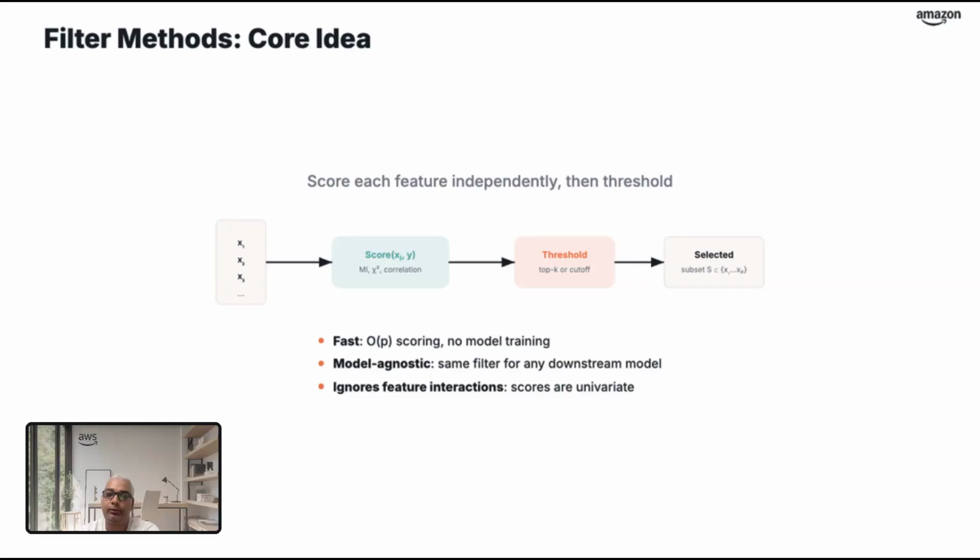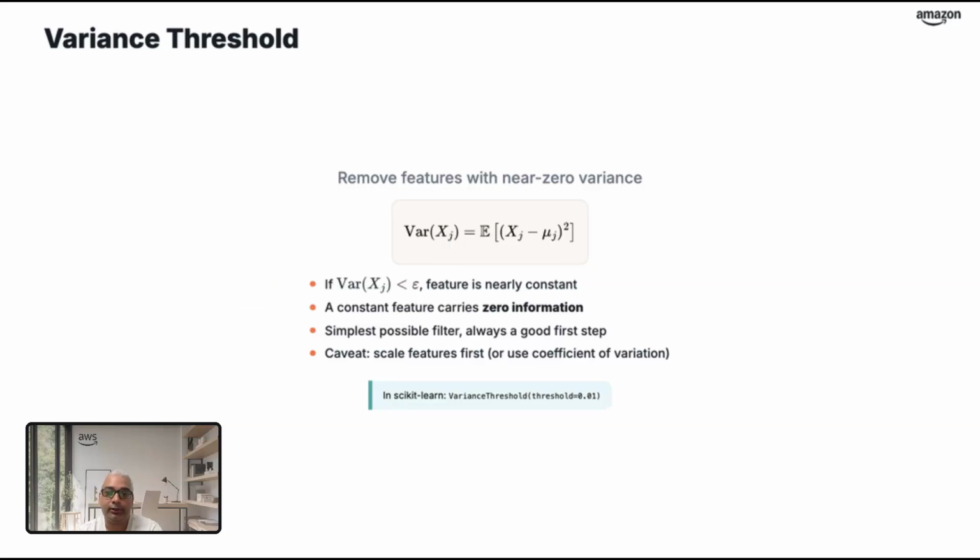So the pipeline would go like this: the features go in, they're scored independently using mutual information or chi-square or correlation coefficient, and then a threshold is set to keep the top k based on these scores. And this is fast because it doesn't require model training, and it is model agnostic. However, the limitation remains that this is a univariate evaluation.